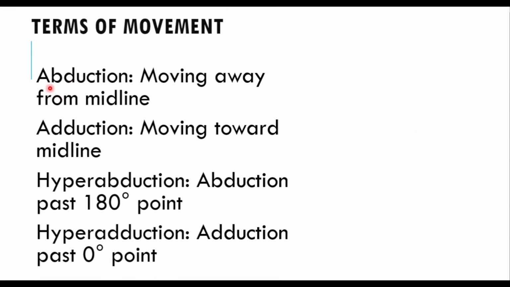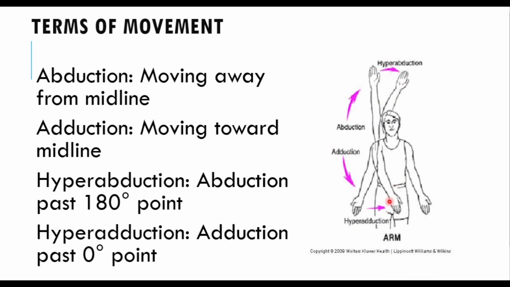We'll continue that with abduction. We can look at it with the arm. Abduction is moving away from the midline. So this is the midline of a person. Going up towards the head is abduction, while adduction is moving towards the midline or going towards the leg like this. So hyperabduction is when you reach this point, if you still move going far above the midline of the head, that is hyperabduction, because you are going past the 180 points. This is the 180 points. Going above that is hyperabduction, and going past the 0 point is hyperadduction.